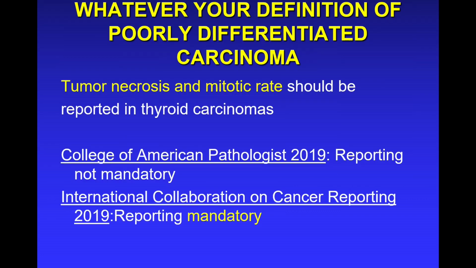So basically, the message here is, whatever the definition you use for poorly differentiated, and of course most of you probably use the Turin proposal, I highly advise you to report on tumor necrosis and mitotic rate in thyroid carcinoma. Actually, even many of the people who use the Turin proposal acknowledged to me that when they see an aggressive tumor, they put that there is necrosis, and they put in our paper saying this is bad behavior. But it's a fight in regard to the nomenclature, because they are stuck with the philosophy that only architecture should define differentiation.